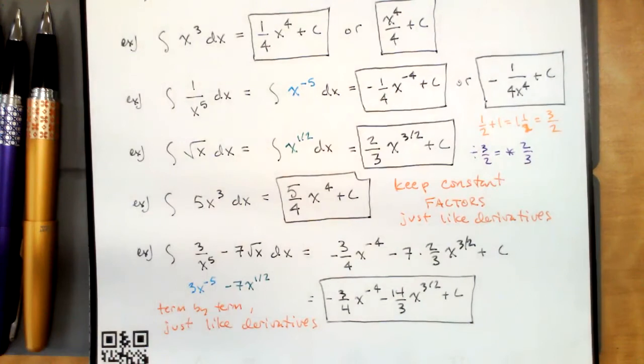Go term by term, just like derivatives. Questions? So the idea here is that if we can write things as terms that are powers of x, then we should write things as terms that are powers of x. Sometimes it's convenient to do so, and sometimes it's not.